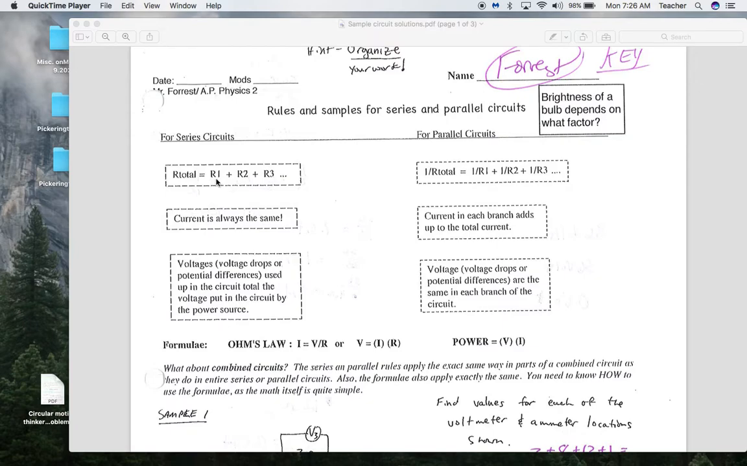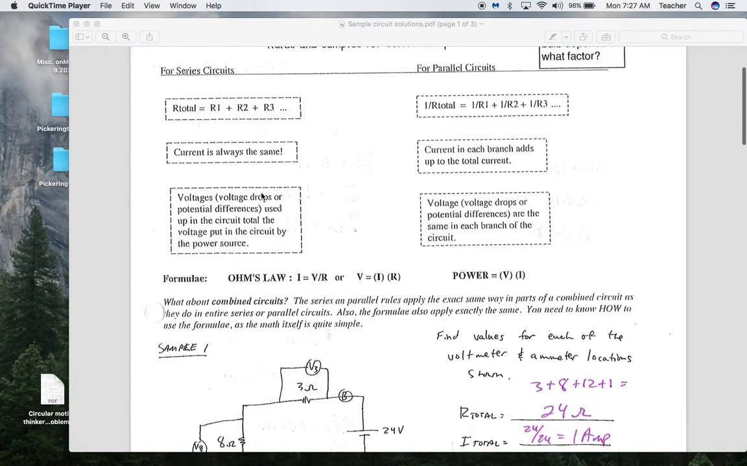To find the total resistance for resistors in series, we simply add up all the individual resistors. Voltages, or potential differences, across devices, such as resistors or light bulbs or motors, are things that add up. So V1 plus V2 plus V3 equals V total provided by the circuit.